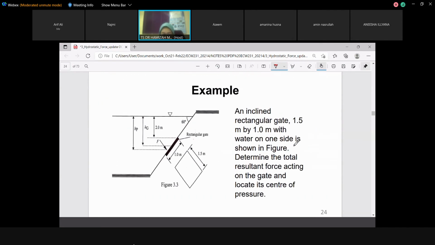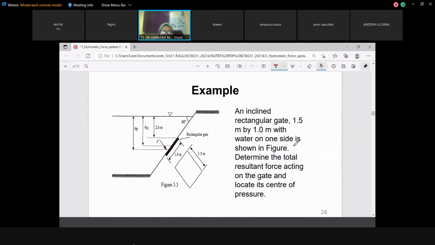Okay, so ada soalan tak? Ya, okay, ada doktor.